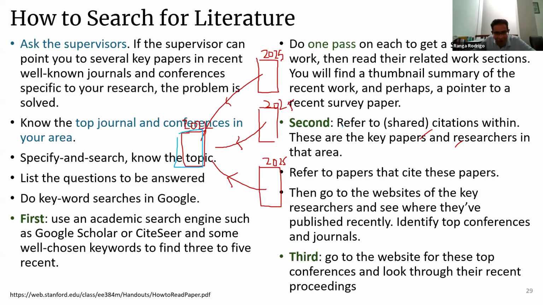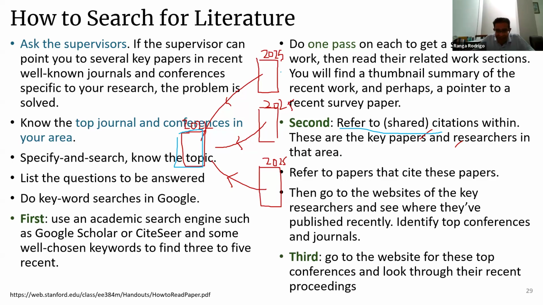So this is the kind of thing we call shared citations. These key papers are important. You have to read them. Actually, these are the papers that should have been given to you by the supervisor. If that does not happen, then you have to do it by yourself. Maybe you can use an online engine to find these shared citations. Maybe there are tools like that, I do not know.